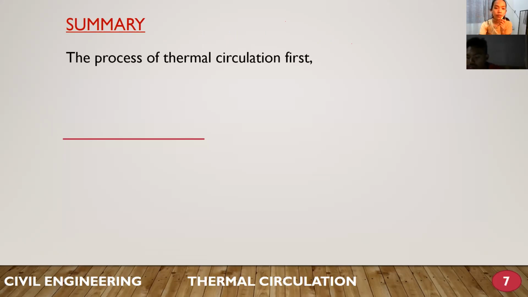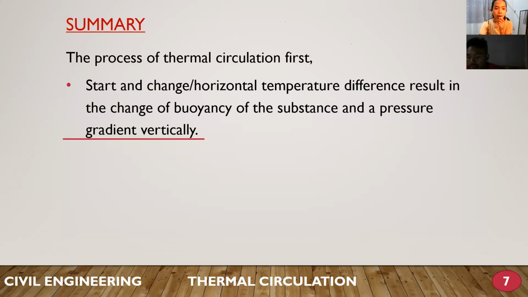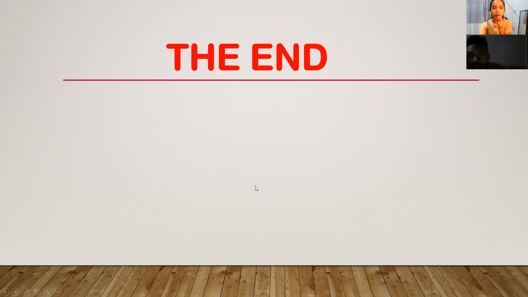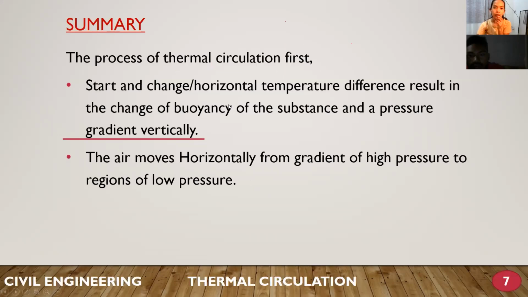atong tandaan, the process of thermal circulation first starts with a change in horizontal temperature difference resulting in the change of buoyancy of the substance and pressure gradient vertically. So nag-start siya og change, it depends siya sa change of temperature, like the change of buoyancy. And then the air moves horizontally from a region of high pressure to a region of low pressure. Hopefully nasabtan ninyo, and thank you.